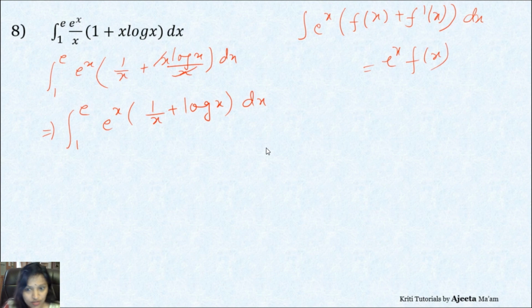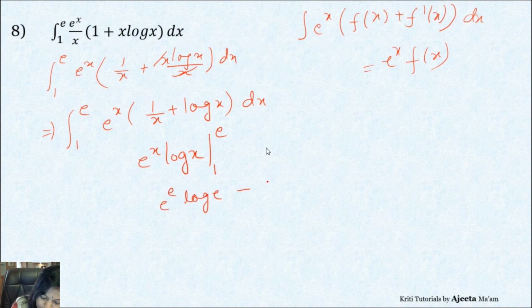Exponential x fx. So the same thing is happening here. Log x is fx and 1 upon x is the differentiation of log x. So using this theorem, we can get the answer directly as exponential x log x, and the limits are from 1 to e. Now let's put it, e raised to e log e minus e raised to 1 log 1. Now what will be your final answer?